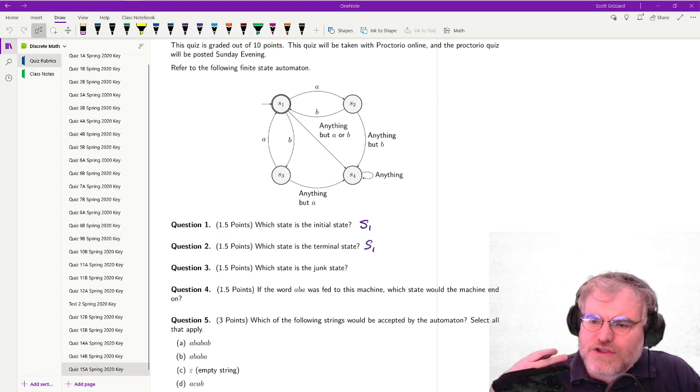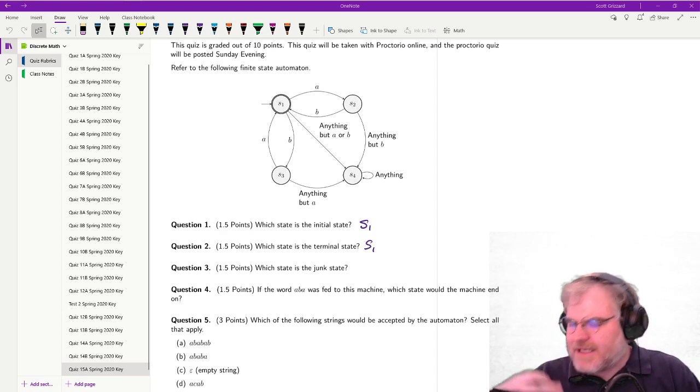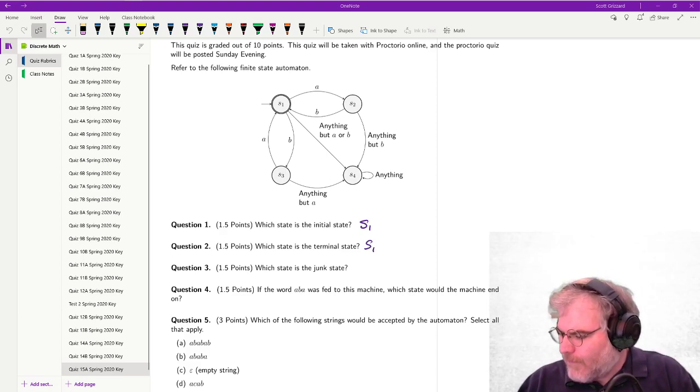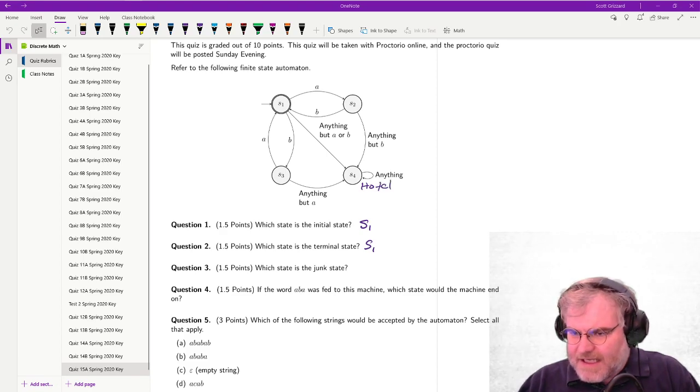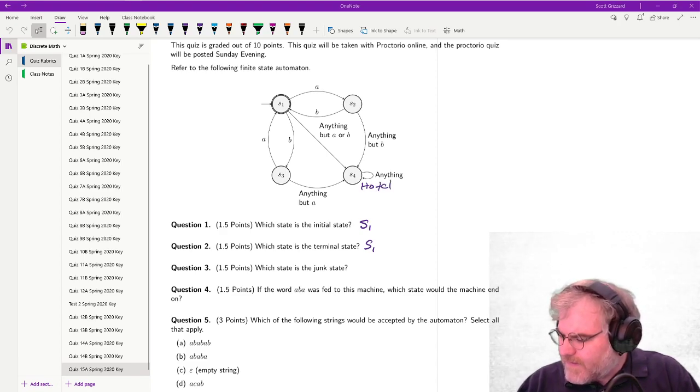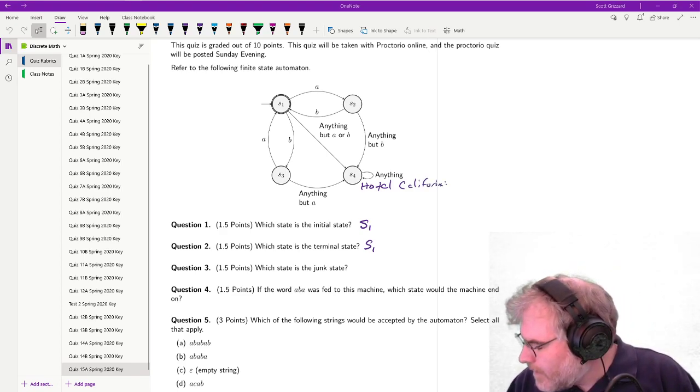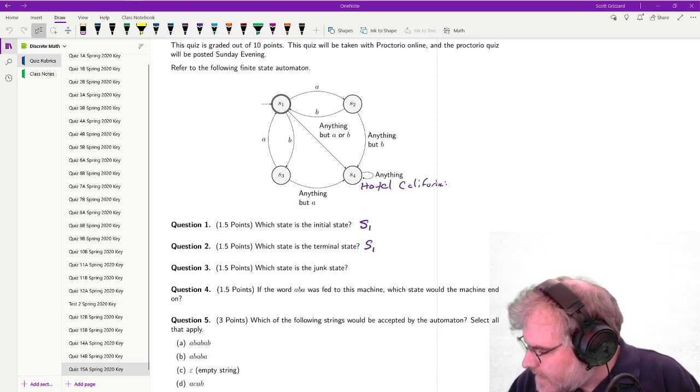Now, which state's the junk state? Well, the junk state is the place where everything lands, right? It's Hotel California right here. It's got all of these ways to get in, and then you just loop inside, right? So we'll call that one Hotel California. You can check out anytime you like, but you can never leave. Ha. So that's S4.